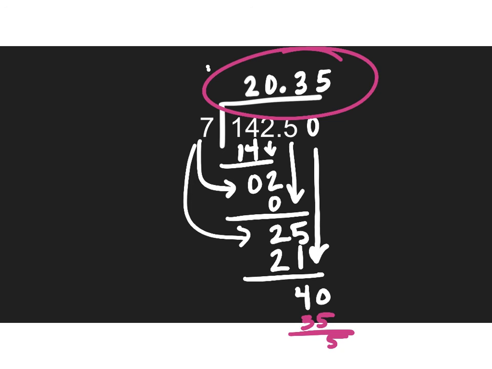Let's not lose the meaning of this problem. What we're doing is seeing how many groups of 7 we have in 142 and a half, 142.5. And the answer is a little bit more than 20 groups of 7, 20 and 35 hundredths groups.